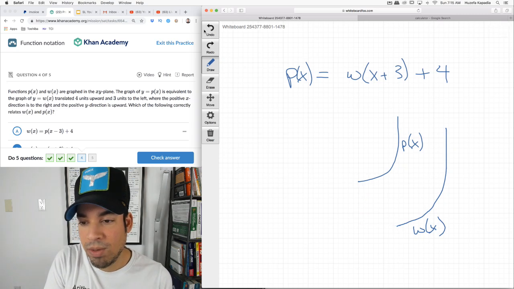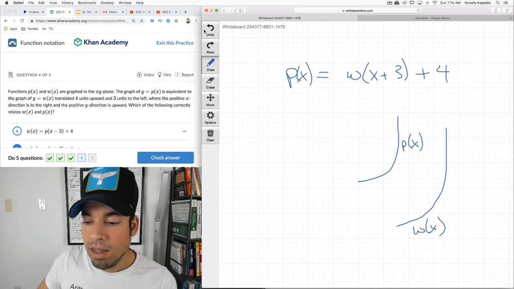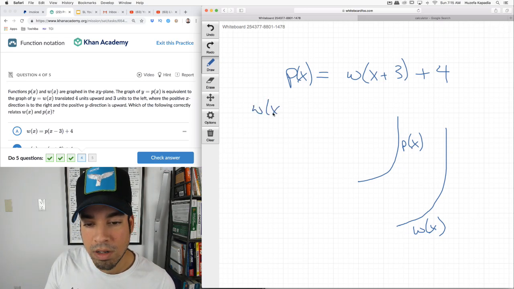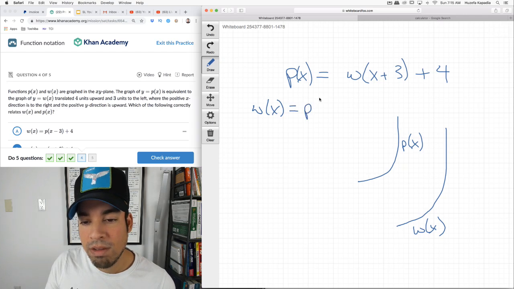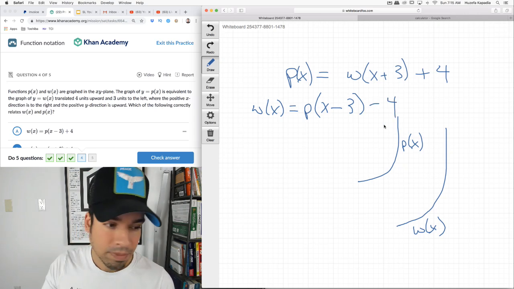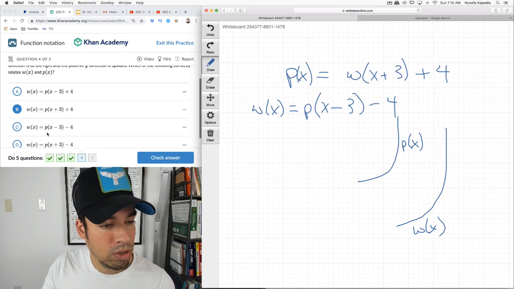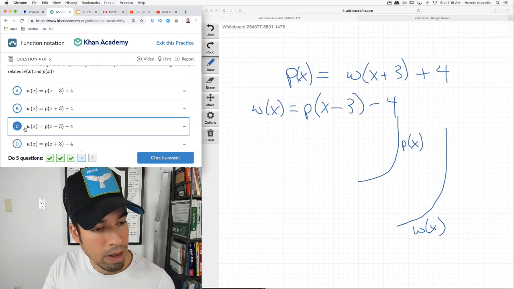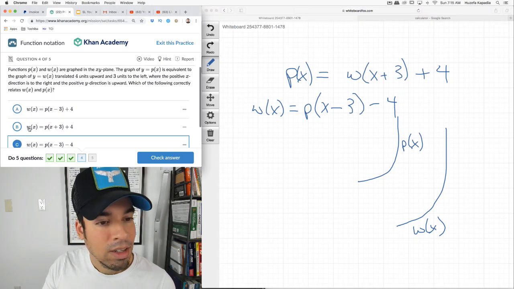If that's the case, if I'm reading it correctly, then that means w of x equals p of x when p of x is translated, what is it, 3 units to the right and 4 units down. You see what I'm saying? So I'm almost leaning towards this one now as the right answer. Again, it's a matter of interpretation.